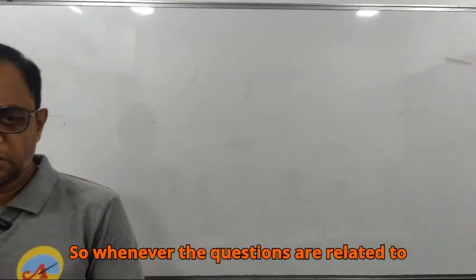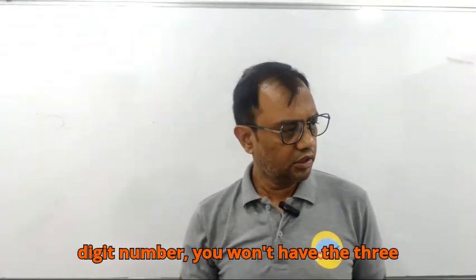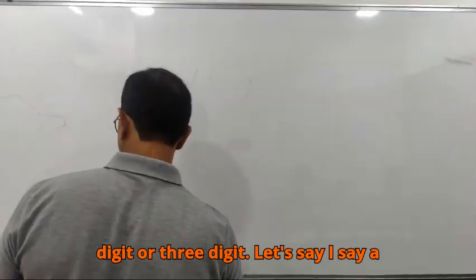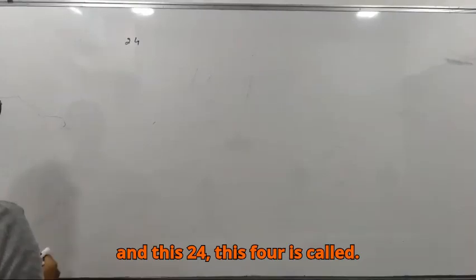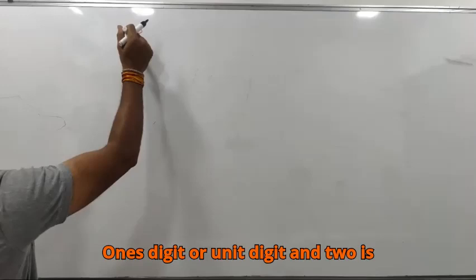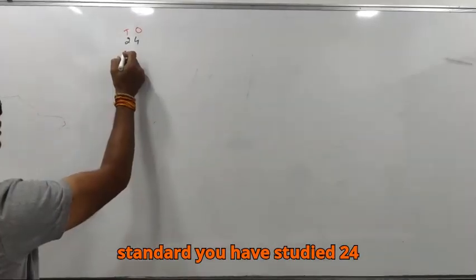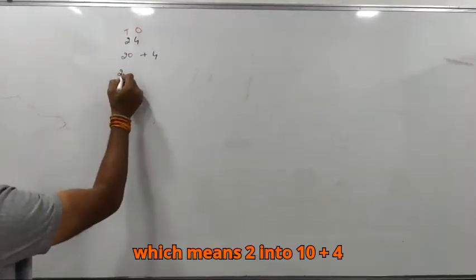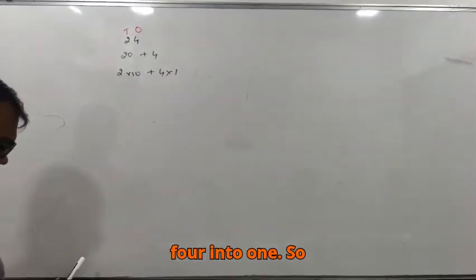So whenever the questions are related to 2-digit number or 3-digit number, you won't have the 3-digit, but understand the concept of 2-digit or 3-digit. Let's say I say a number 24. In this 24, this 4 is called ones digit or unit digit, and 2 is called tens digit. So in lower standard you have studied 24 can be written as 20 plus 4, which means 2 into 10 plus 4, 4 into 1.